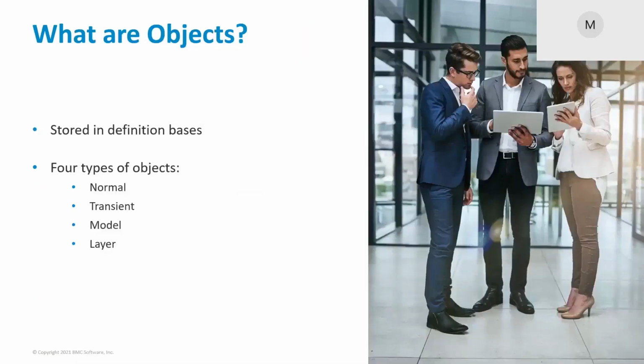So what are objects? Well, TOM stores them in what we call definition bases, and they come in four flavors. We have normal objects, which are your typical started tasks. They come up, they go down, everything you typically expect from an object. Then we have transient objects, which are objects that come up, they do something, then they go away. So those types of objects, instead of showing them as active, we'd show them as complete. Then there are two special types of objects, which I'll talk about in a little more detail on the next slide.